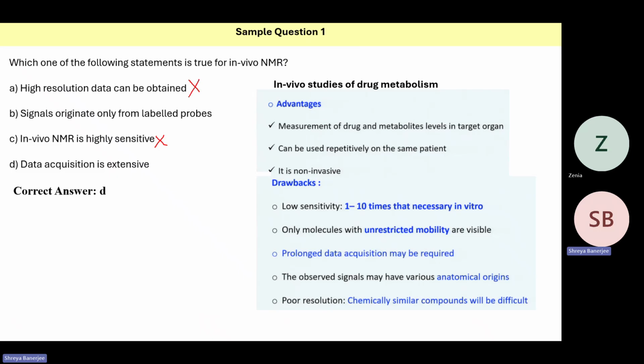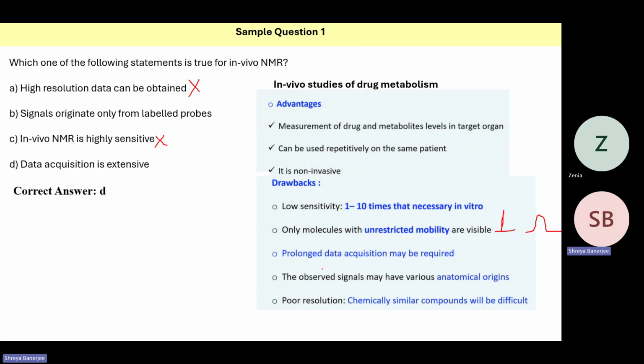So this is incorrect. Another is that, as we talked about, in vivo, you cannot spin the sample in order to remove field inhomogeneities. Because of that, instead of a sharp peak, which we observe in vitro, in vivo the spectra will be broadened. So that will again affect resolution. Another problem is that to improve the sensitivity, the data may need to be acquired for a longer time, and the observed signals may have various anatomical origins.